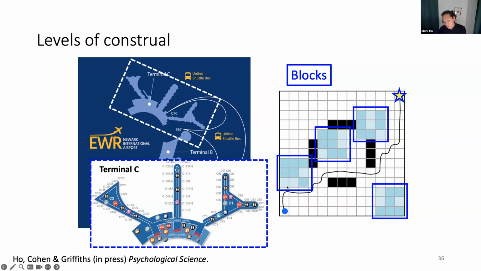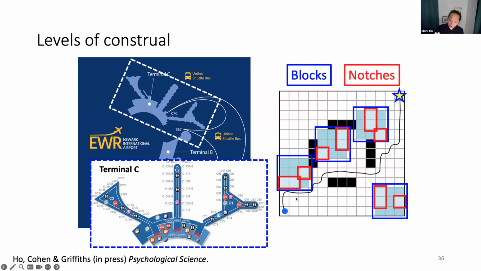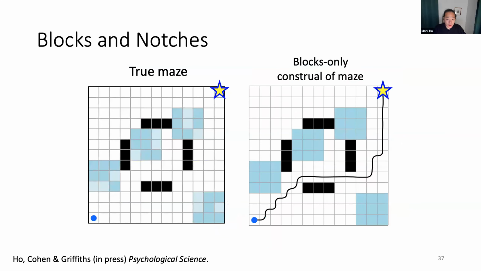where there is a set of blocks that block you, and then also a set of smaller notches in each of the blocks that you can walk through. And this microstructure may or may not be relevant for solving the task. So, for example, on this maze on the left, you can take the path on the right, but you can come up with that path without actually paying attention to any of the notches.